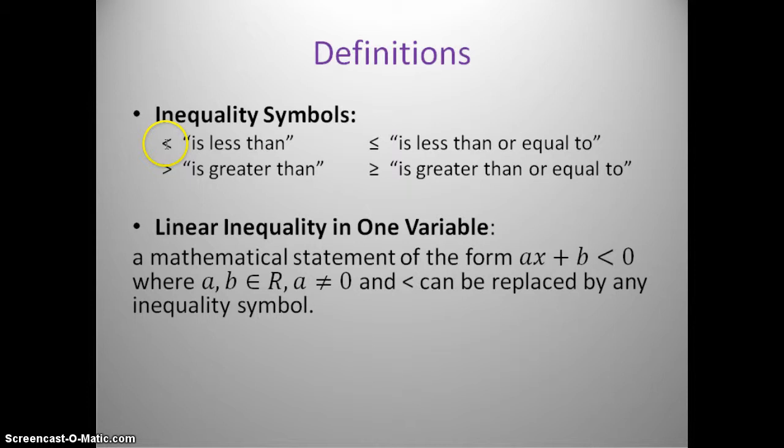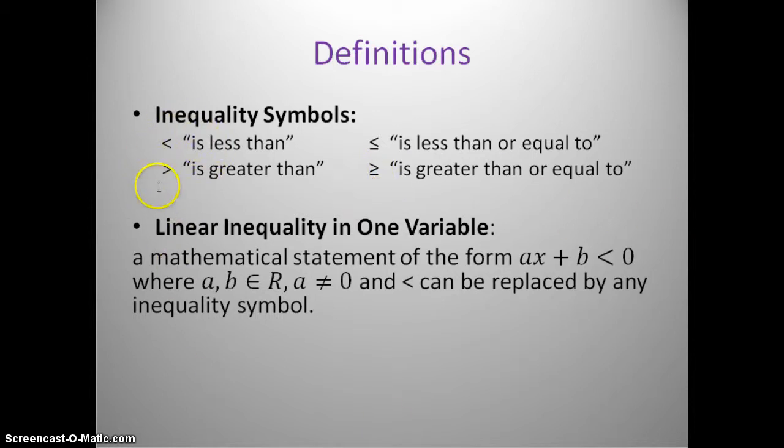The first one, when you see the symbol, you read it as is less than. Next, if we turn that symbol around in the other direction, we have is greater than. Thirdly, we have is less than or equal to, and last is greater than or equal to.